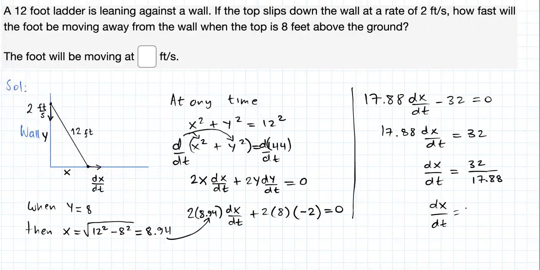1.79, let's write this out here, 1.79. And in the end, feel free to attach the units, right? Feet per second. And it's consistent with the fact that x is growing over time, right? It's a positive rate of change.